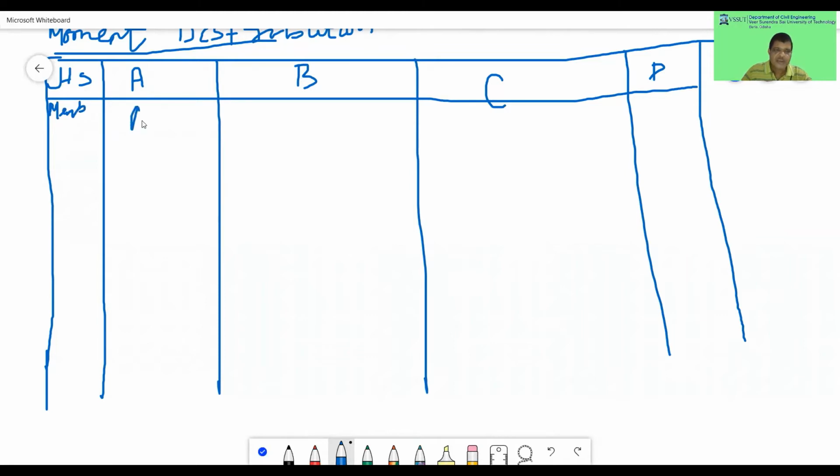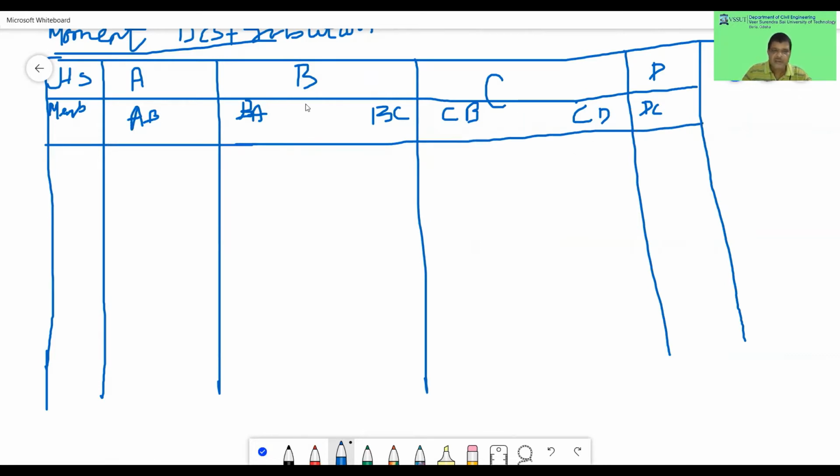Members will be here AB. Third is BA, and BC. Right? The two members under this category. Then CB and CD, and then the member is. Write down these members. Now draw the lines here, and now these members will be. Okay. Now you can make it two parts, BA and BC. That CB and CD will be divided into two parts. So now write down the distribution factors. What are distribution factors? So this is a fixed end.